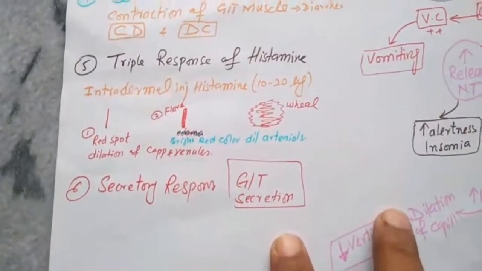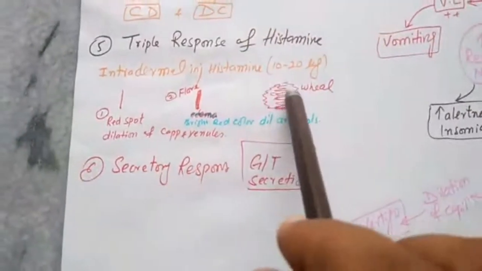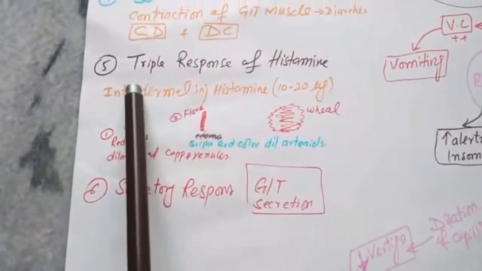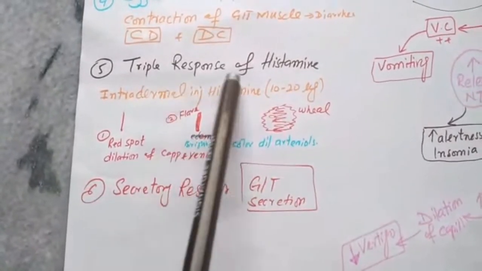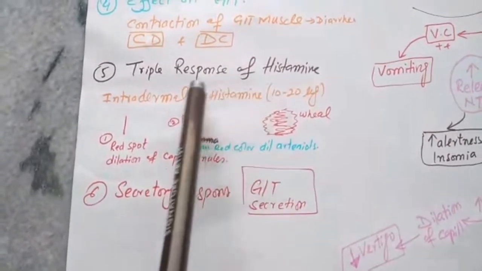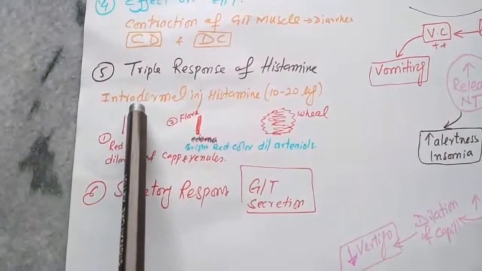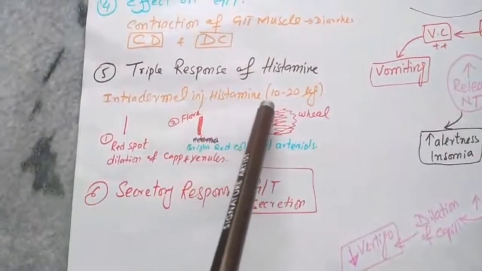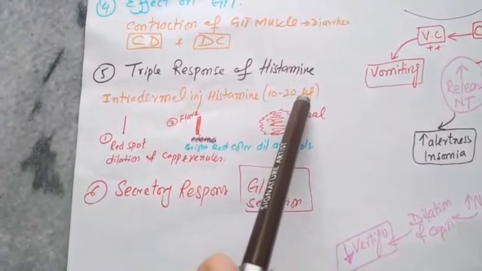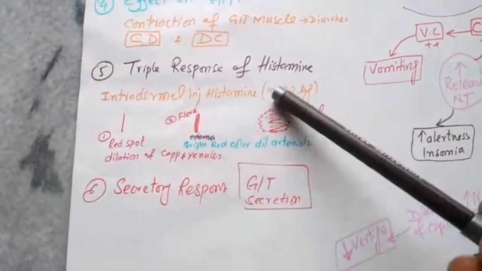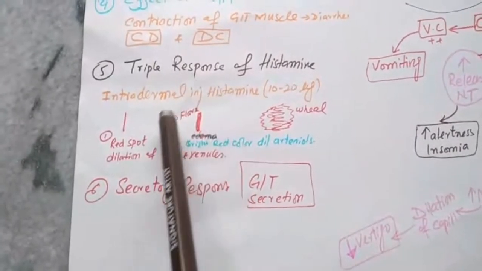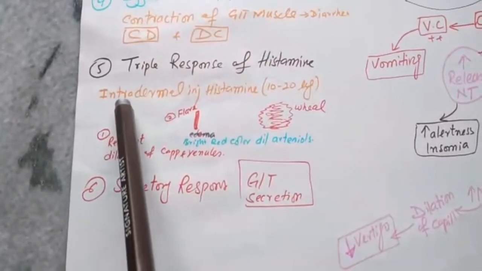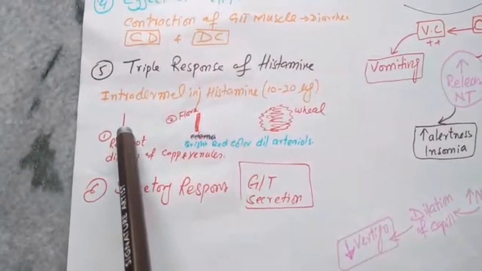Now the triple response of histamine. This is the well-known action of histamine. Triple response. Number one, if we inject histamine intradermally, at a concentration of 20 micrograms, or if we simply rub the histamine on the skin, the first response will be a red spot. The red spot is due to dilation of capillaries.